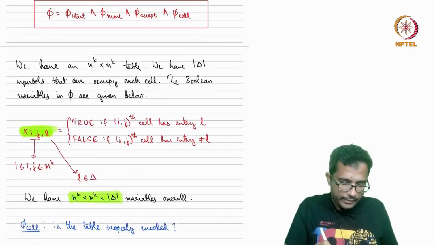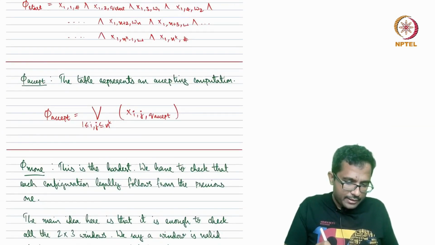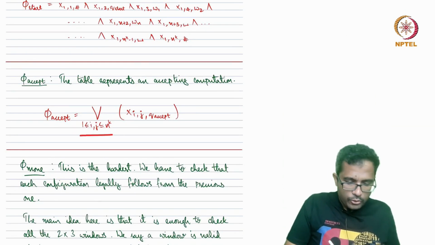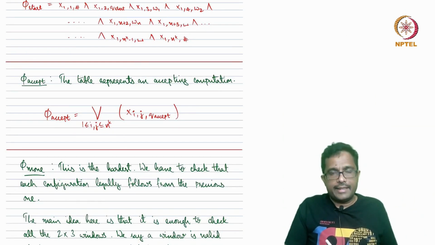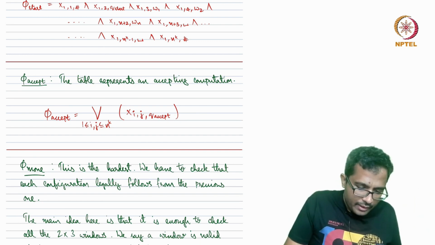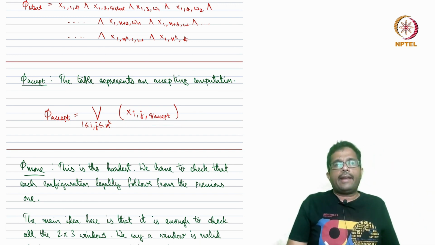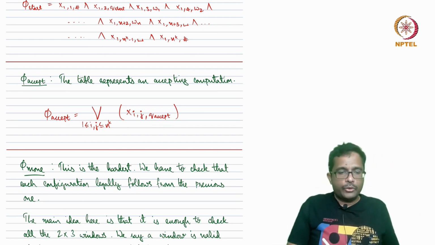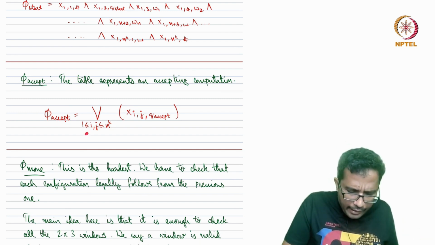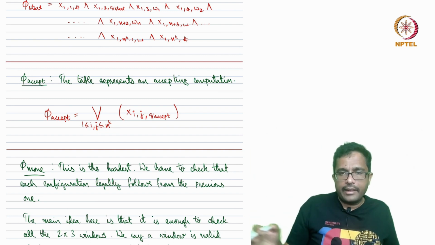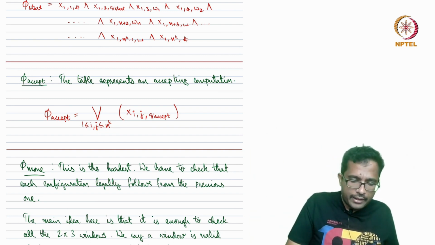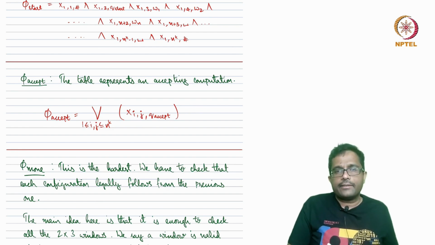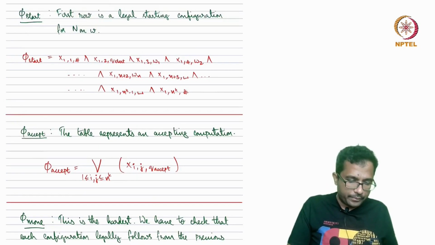And that's what we do here. Phi accept is an OR over all the possible i and j, and we are checking is any of them Q accept. So is Q accept anywhere in the computation? If it is there, that's it. We just need Q accept anywhere in this table, and that will ensure that phi accept is true, right?